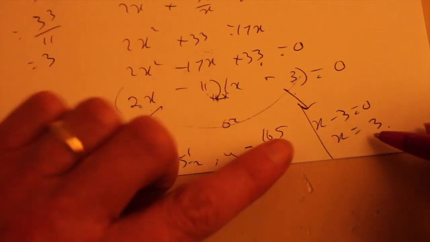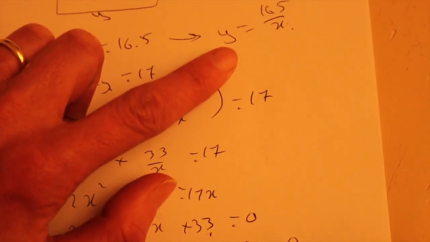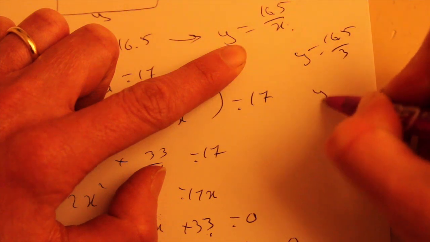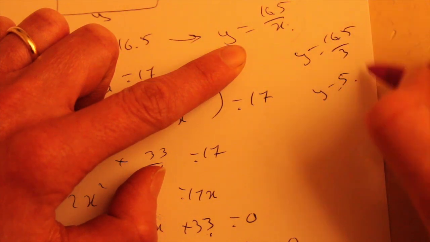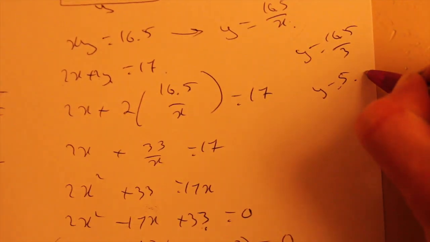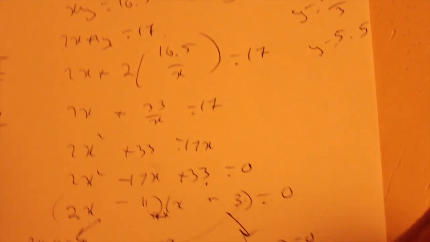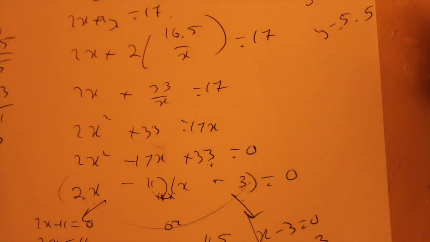When I put x equals 3 into my y equation, I get y equals 16.5 divided by 3, which gives me 5.5. So basically, both answers turn out to be the same. One of the lengths is 3 and the other length is 5.5. Now, yes, that's the question finished.